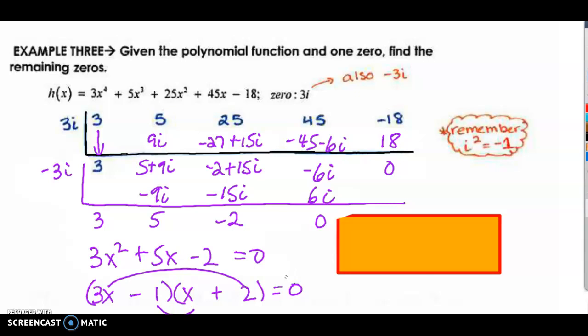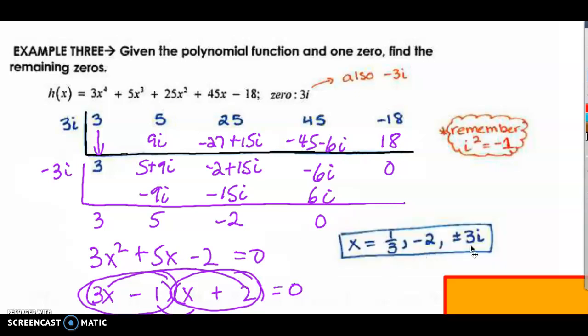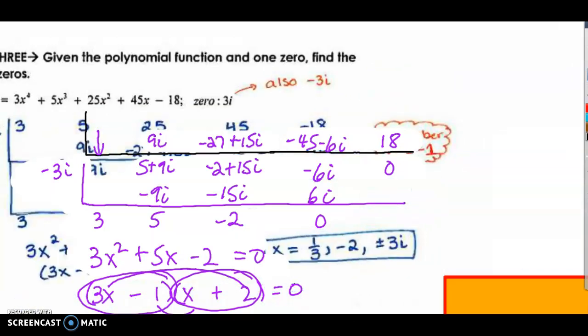What this means is that now, using the zero product property, we can set each of these factors equal to 0. So, I already know x plus 2 equals 0. That's going to be x equals negative 2. And if I do 3x minus 1 equals 0, if I add 1 to both sides and divide by 3, I'm going to get 1/3. So here are my solutions: 1/3, negative 2, and plus or minus 3i. And then that's 4 of them.